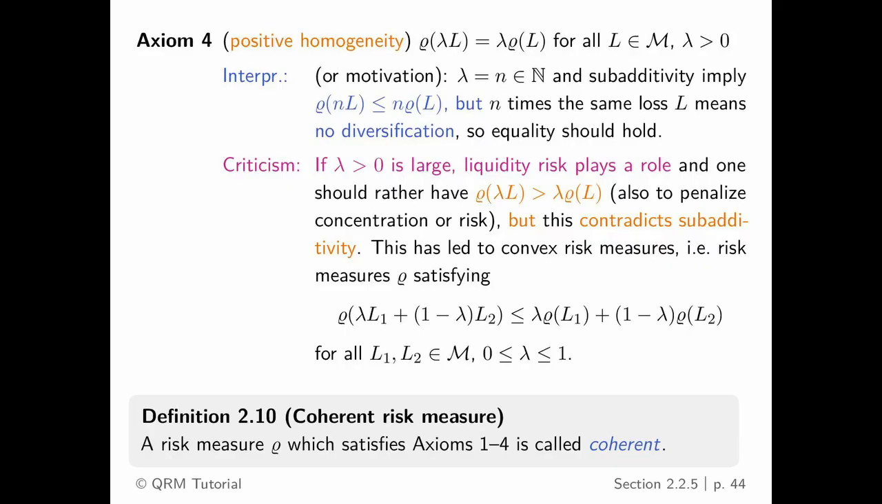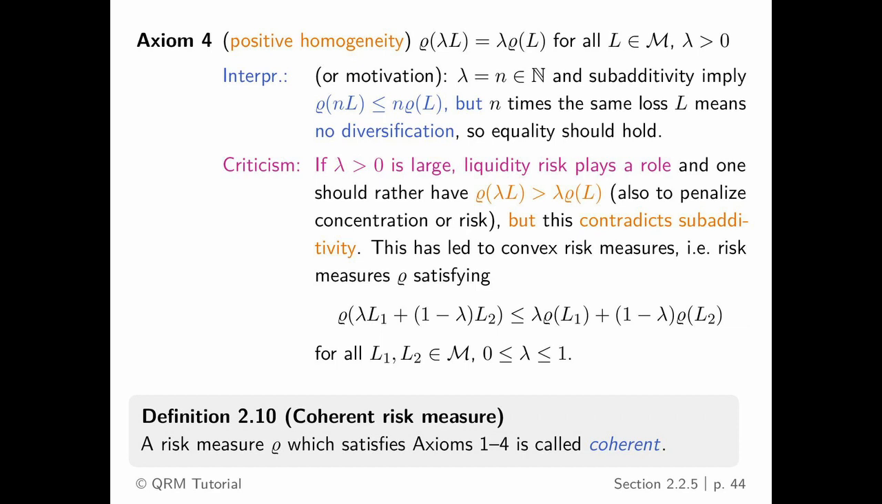Well, and then this has really led to the idea of convex risk measures, risk measures where you say, I don't want this positive homogeneity and sub-additivity together. I just require that rho is convex, so rho of lambda L1 plus 1 minus lambda L2 is smaller or equal to lambda rho of L1 plus 1 minus lambda rho of L2.